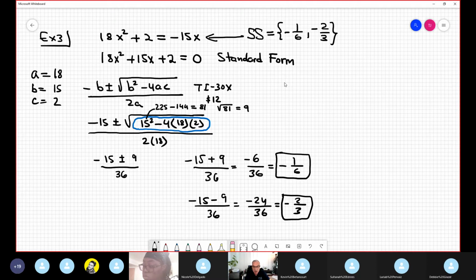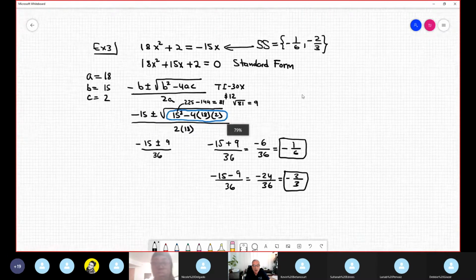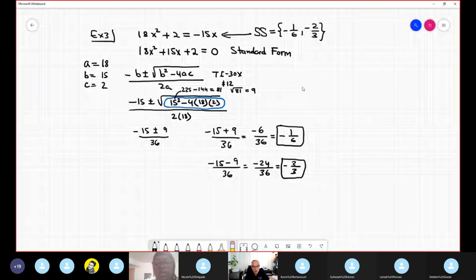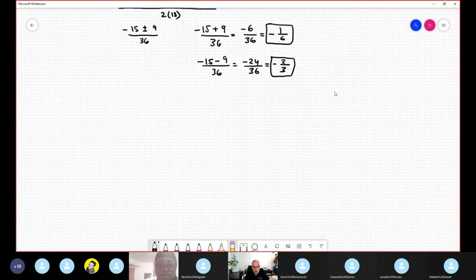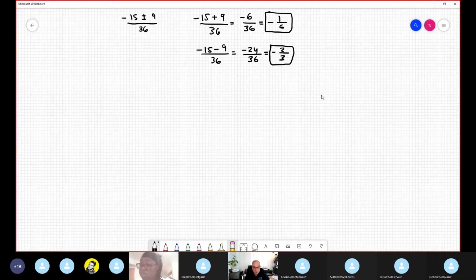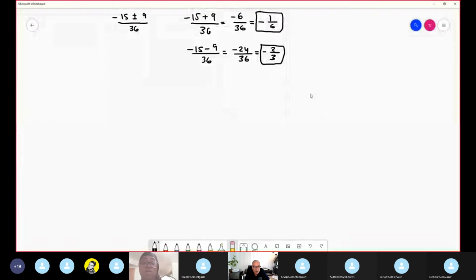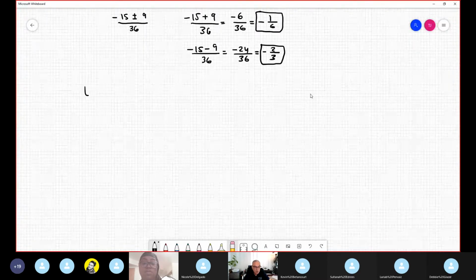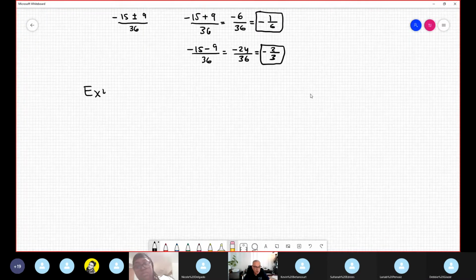Is everyone agreeing with this example? This example is clear. I bring another interesting one. This example brings me a new situation. Example 4 now. Example 4 brings the situation in which you have a fraction.